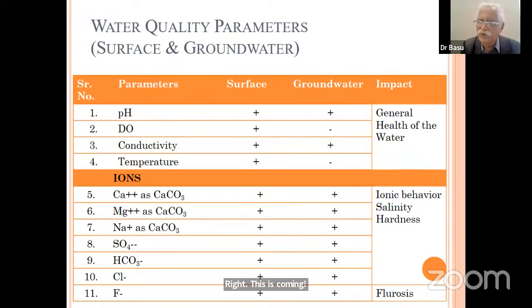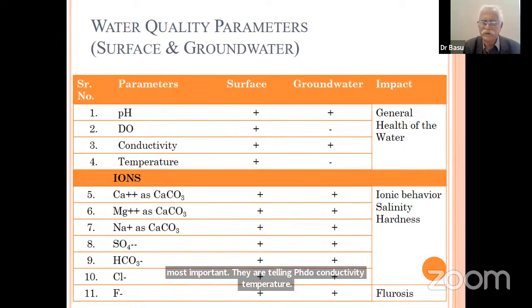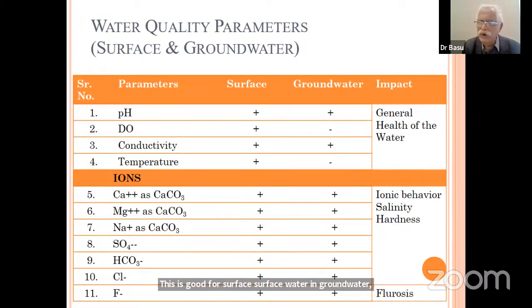The Central Pollution Control Board is an organization created by the Indian Parliament to define what is good water, what is bad water, and what parameters should be there. The most important they tell are pH, DO, conductivity, and temperature. This is good for surface water. In groundwater, dissolved oxygen and temperature are not so important. So with odor, color, pH, DO, conductivity, and temperature, you will get the general health of the water. You don't have to measure too many things. It is simple to measure these parameters and you will know.